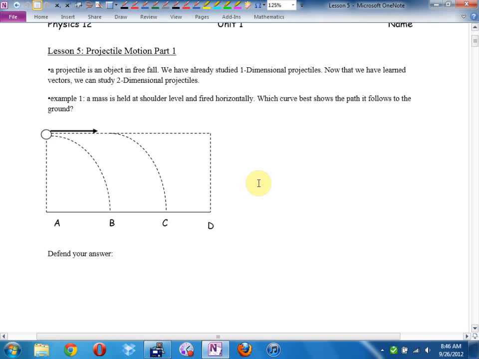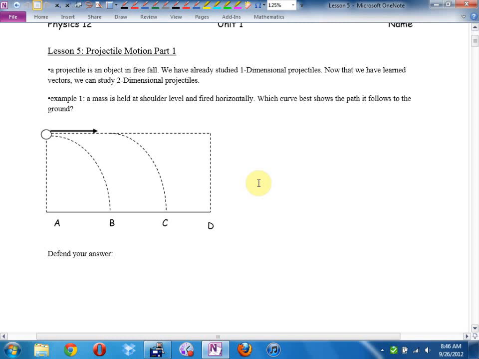Who says path A? No one. Who says path B? Many. Who says path C? Some. Who says path D? No one. So it's between B and C, one of which is wrong. So you can either defend your answer or you can attack someone else's answer as being wrong. Defend or attack, convince me.